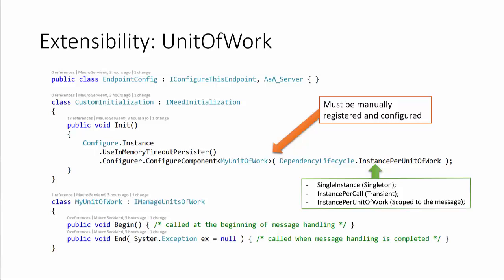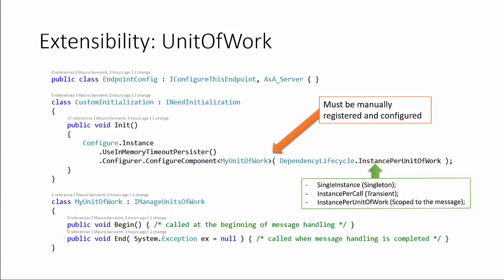The dependency lifecycle is really important, especially for unit of works. We have 3 different life cycles supported in NServiceBus, and we are abstracting on top of what the inversion of control containers supply. The single instance one basically is a singleton. The class is created the first time, and then the instance is recycled, and the same instance will be returned each time.